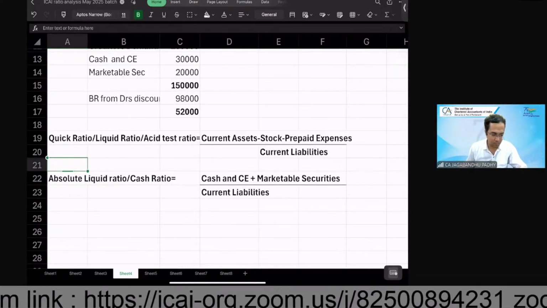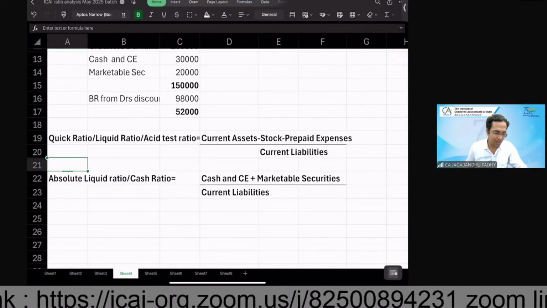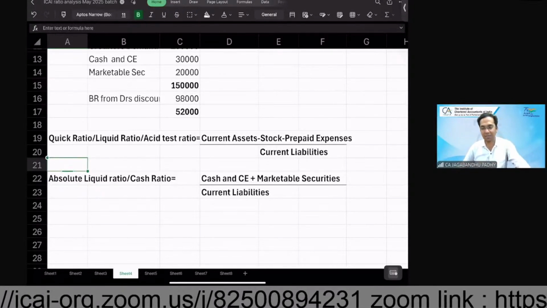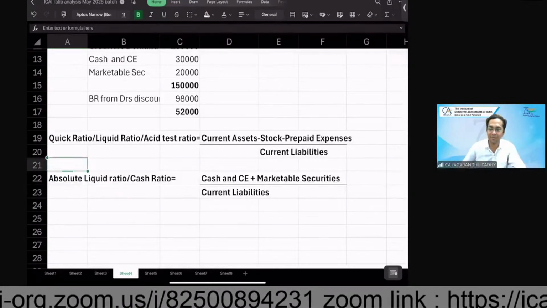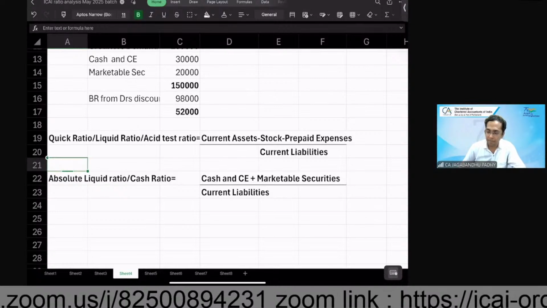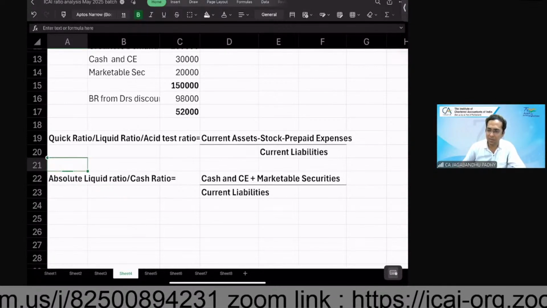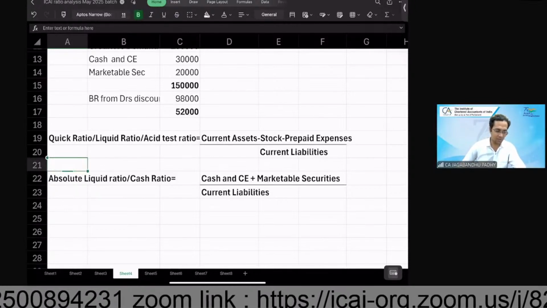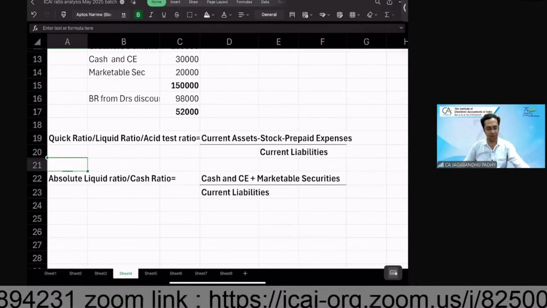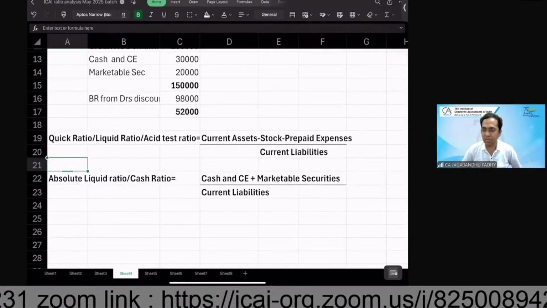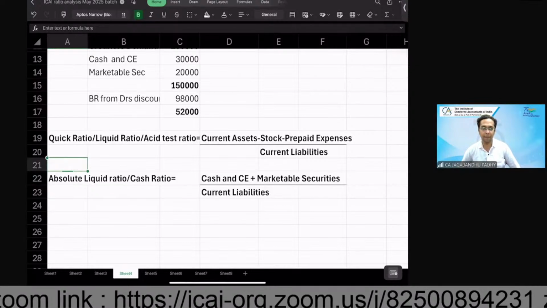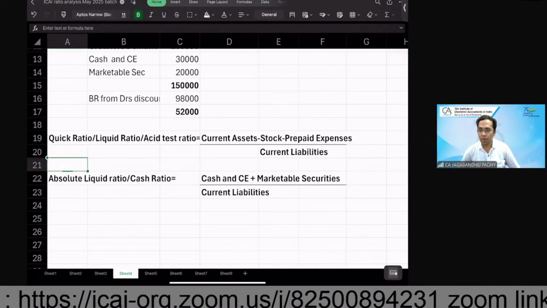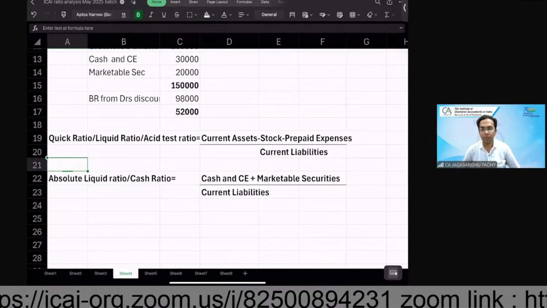Sir, fictitious assets include goodwill? Goodwill is an asset, beta. It's an intangible asset. How can you add it with equity? Goodwill is not a fictitious asset. Fictitious assets will be your preliminary expenditure, discount on issue of debentures which you have not written off, all of that.